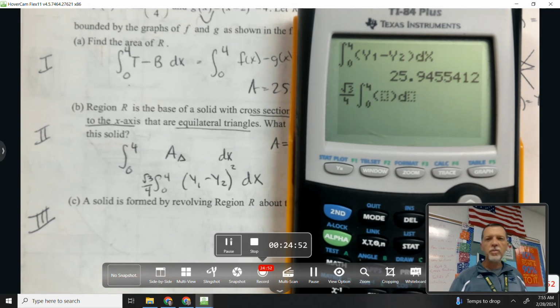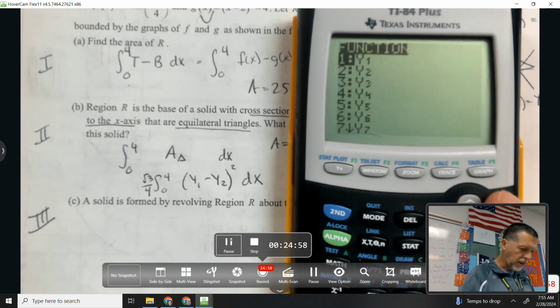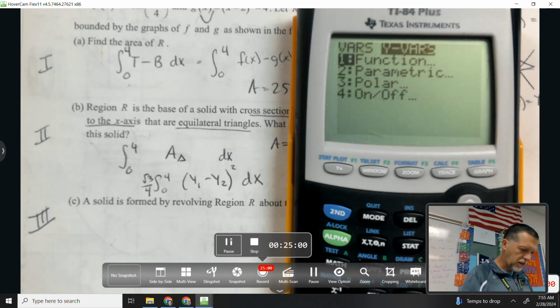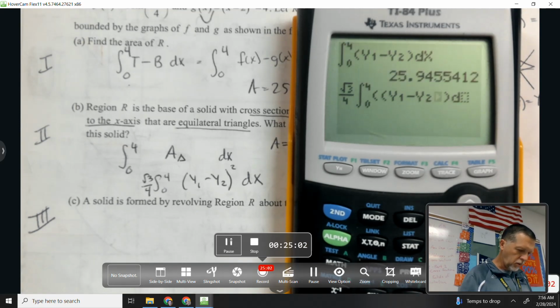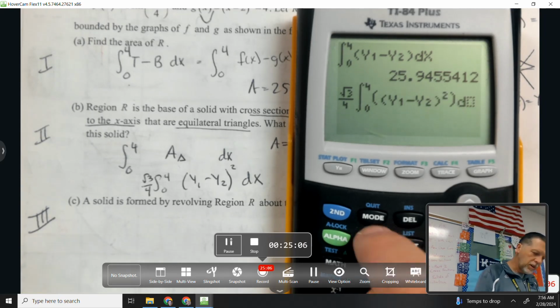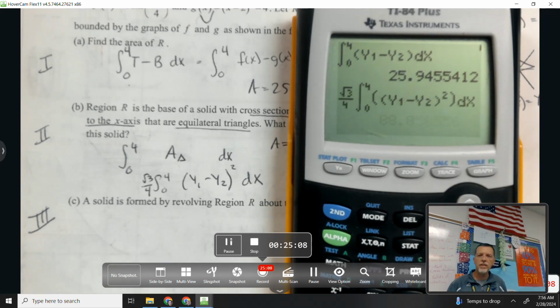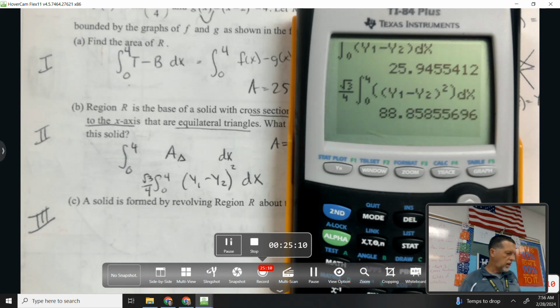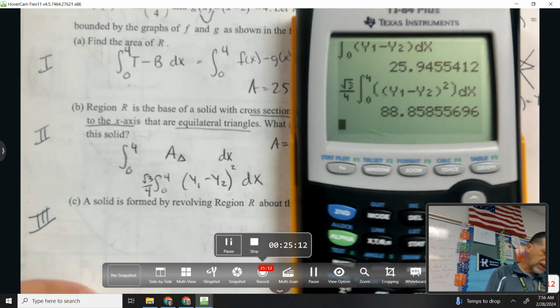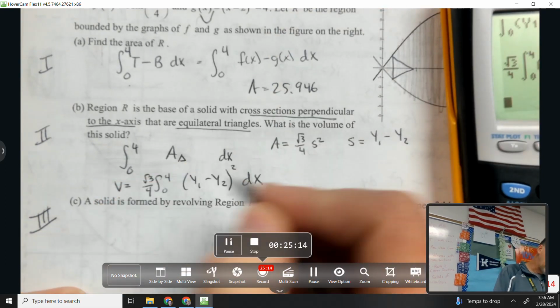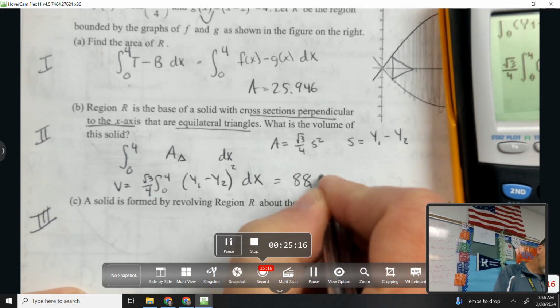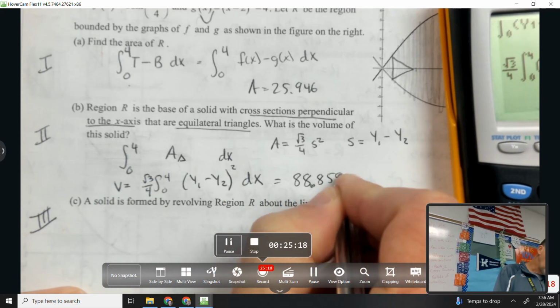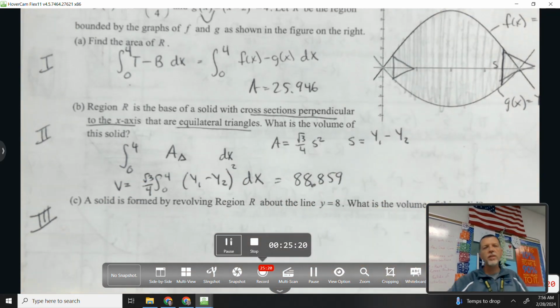Oh, hit the wrong button. Careful with parentheses, careful with squares, make sure you're squaring the right thing. Again, y1 minus y2, and then I'm squaring y1 minus y2 dx. 88.859, and that's a volume. Always, always, always 3 decimals unless otherwise specified.